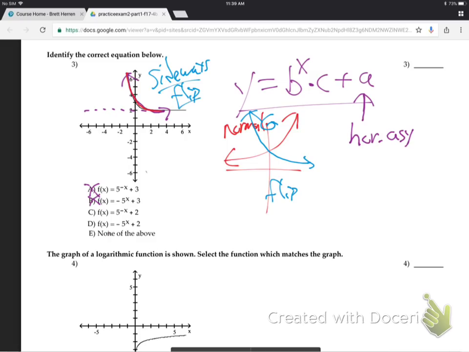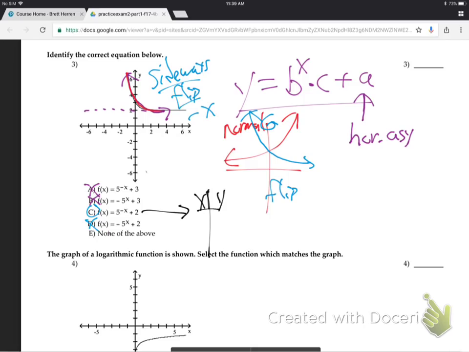What makes something flip sideways? A negative on the x rather than the front. So which one has a negative on the x? No way is it D, because D has a negative in the front. That would be a vertical flip. That would go down. So it's either C or maybe E. So we've got to check C. It's probably C. So let's try that.